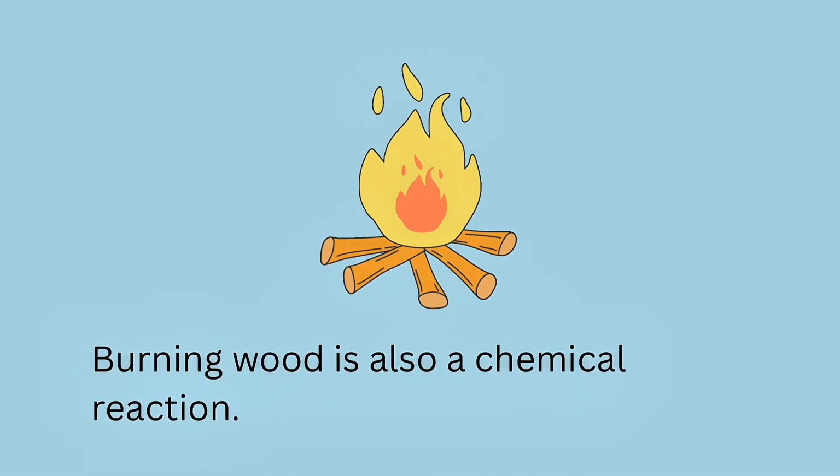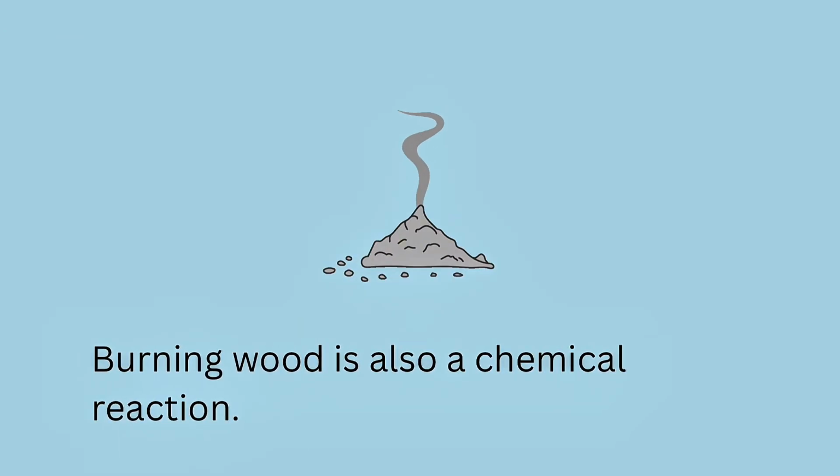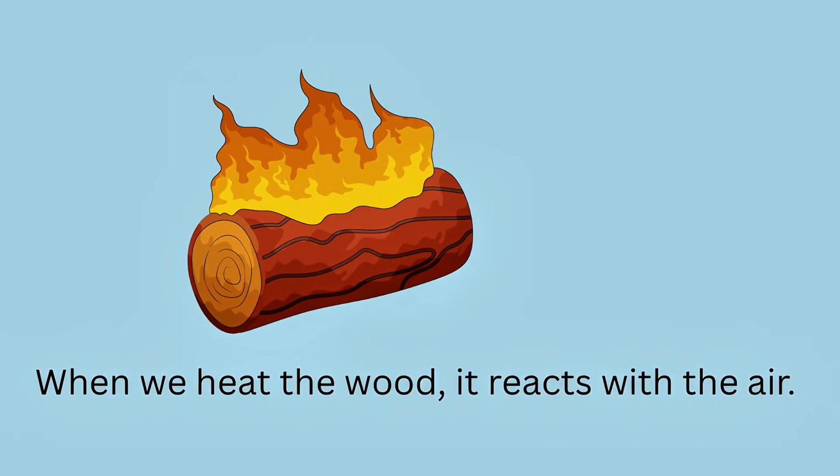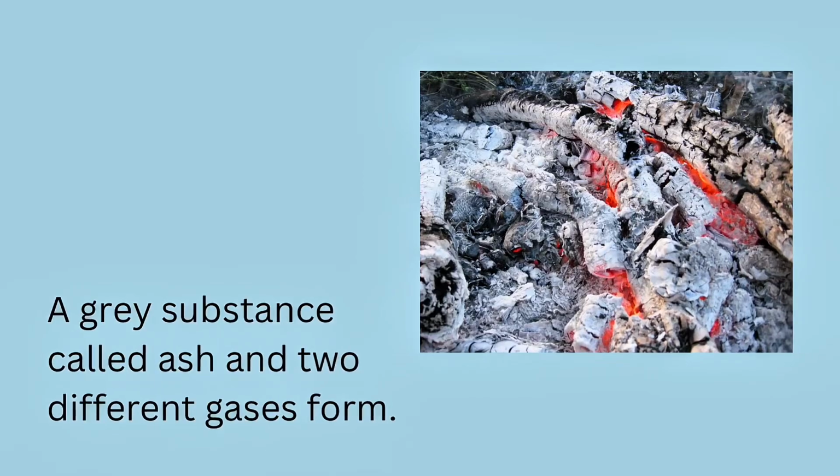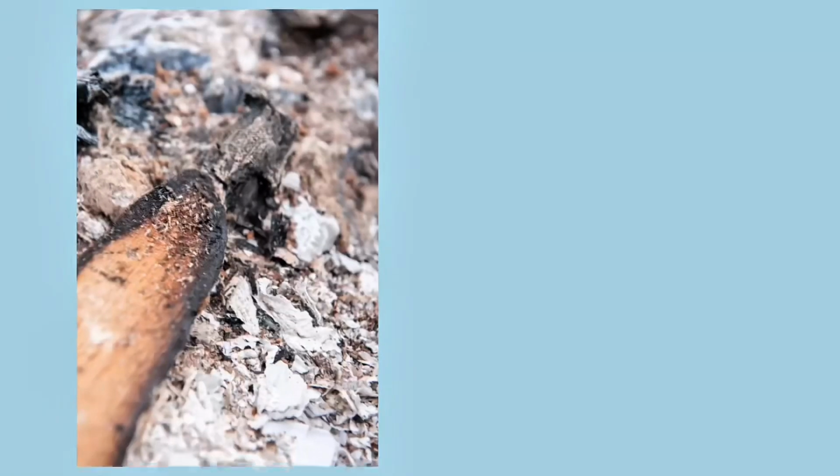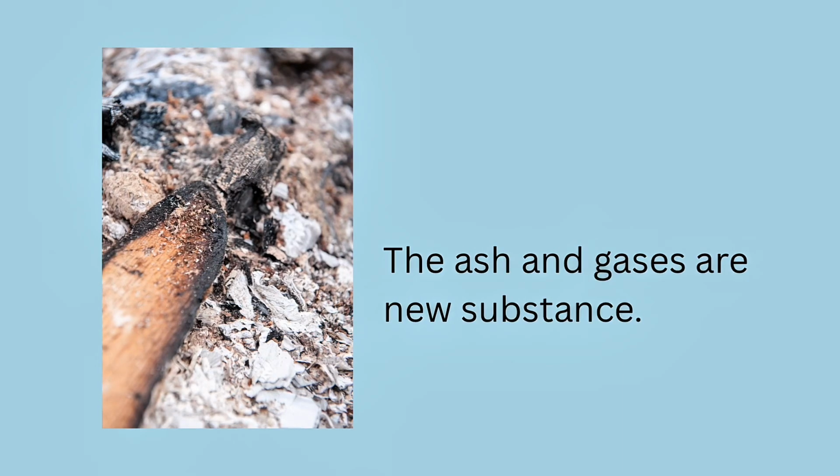Burning wood is also a chemical reaction. When we heat the wood, it reacts with the air. A gray substance called ash and two different gases form. The ash and gases are new substances.